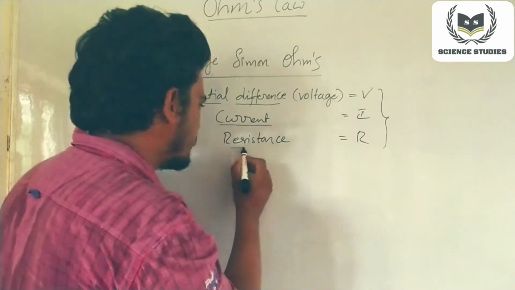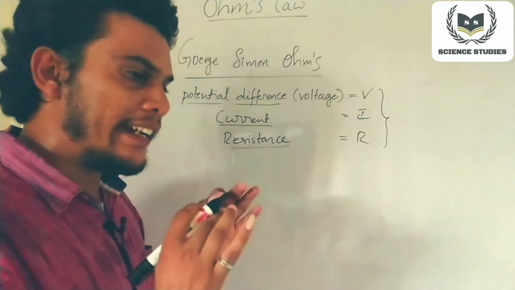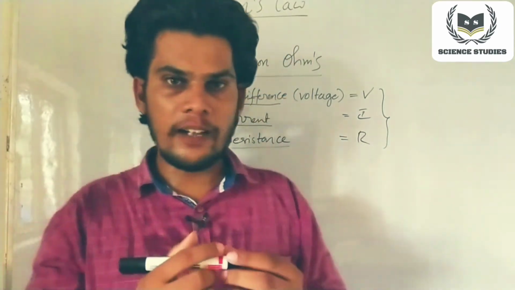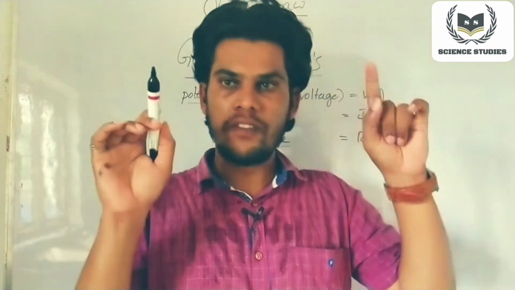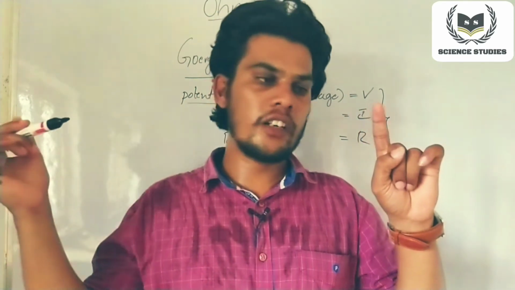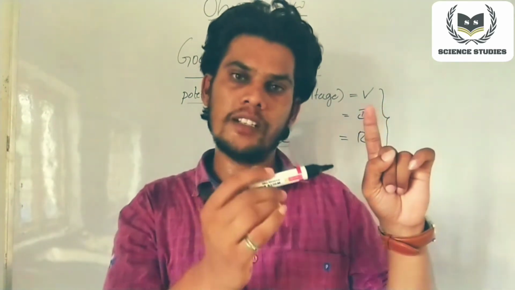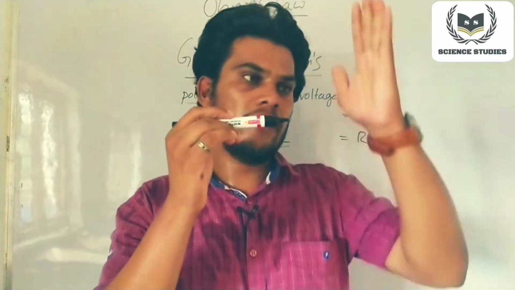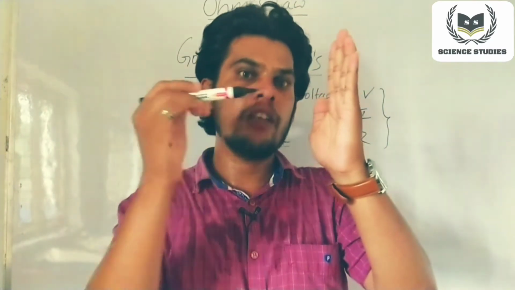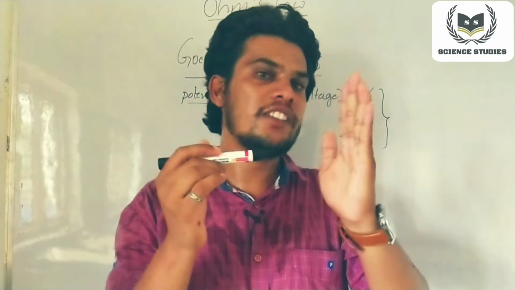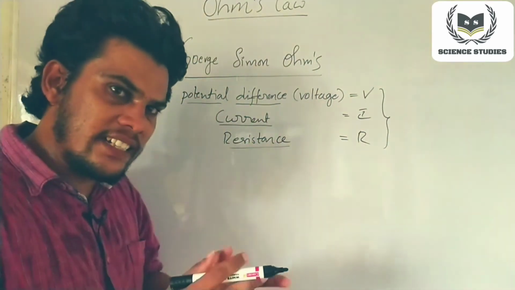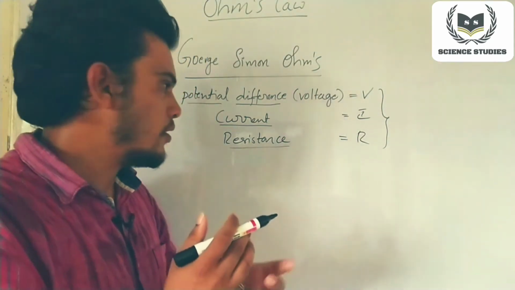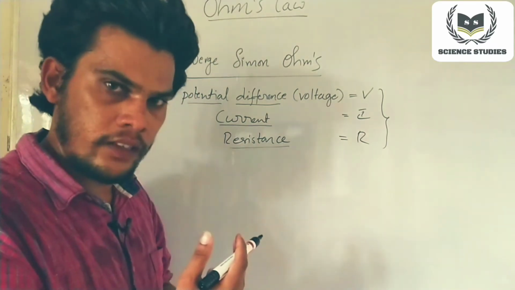Then what about resistance? Resistance is nothing but an obstruction to the flow of electrons. For example, just imagine this point to this point is a conductor, and some electrons are flowing through this conductor. When these electrons are flowing, if any obstruction is there to stop the flow of electrons, that obstruction is called resistance. So resistance obstructs the flow of electrons. It is also a constant.